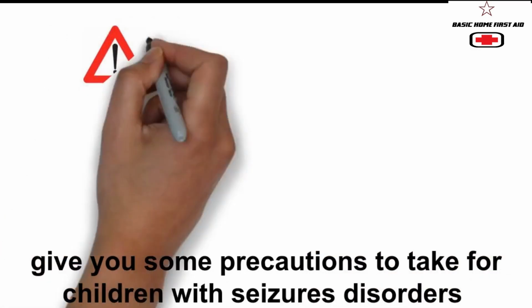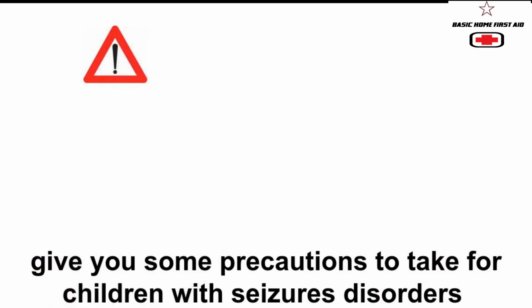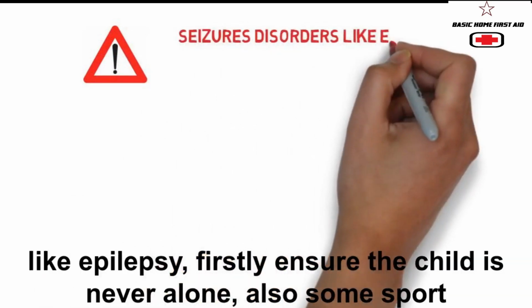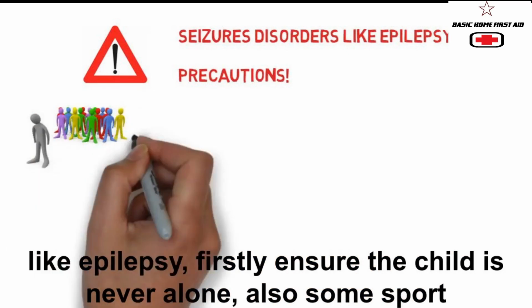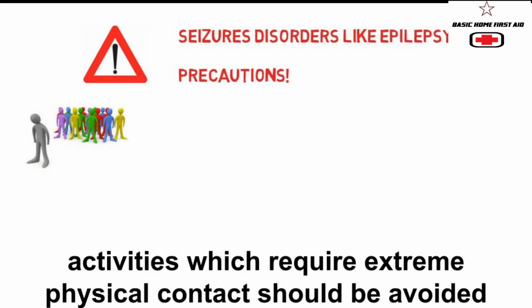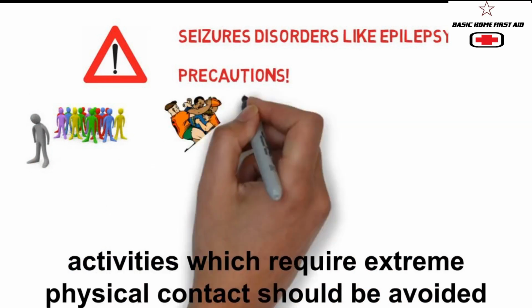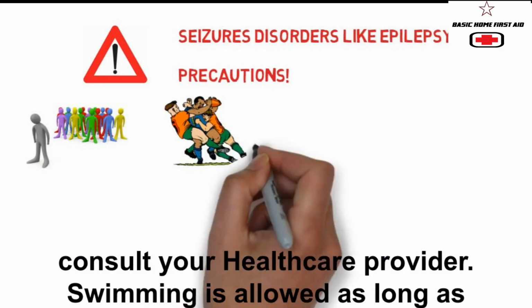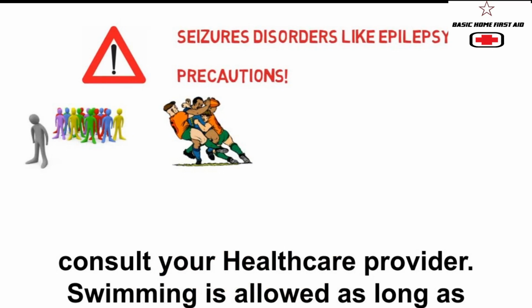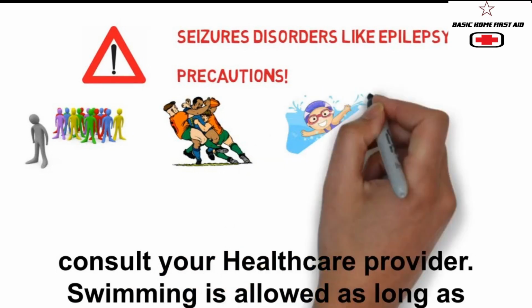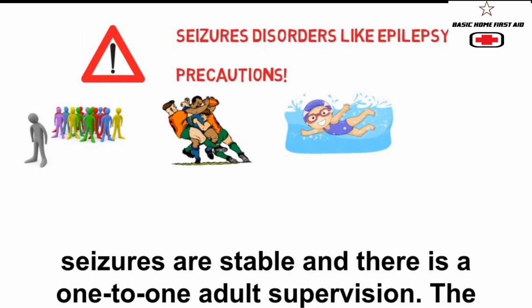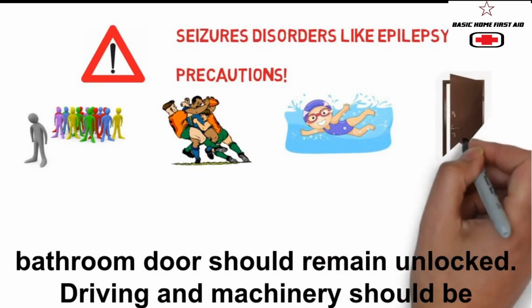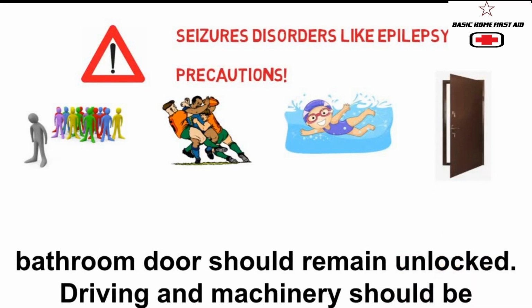Now I'm going to give you some precautions to take for children with seizure disorders like epilepsy. Firstly, ensure the child is never alone. Also, some sport activities which require extreme physical contact should be avoided. Consult your healthcare provider. Swimming is allowed as long as seizures are stable and there is one-to-one adult supervision. The bathroom door should remain unlocked.